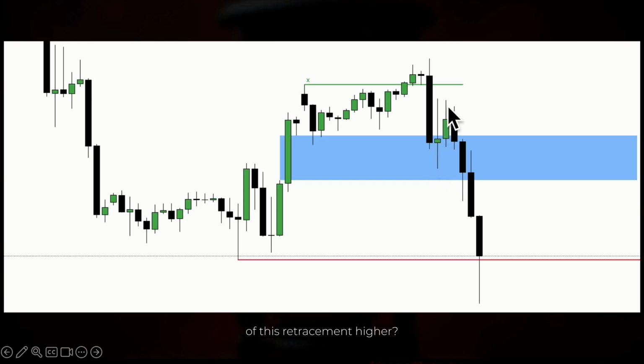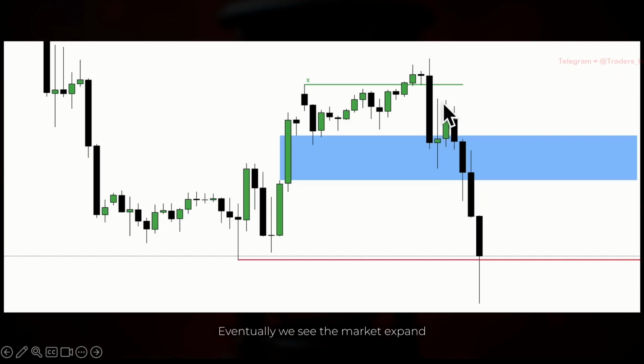Now, what's the function of this retracement higher? The function of this retracement higher is to make sure that new liquidity gets engineered. New liquidity will get engineered below this low. So when we see the market retrace higher like this, you must understand that this is manipulation which is taking place, and after that you can anticipate distribution to follow.